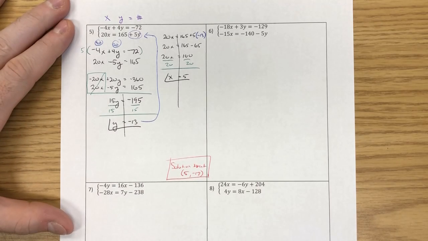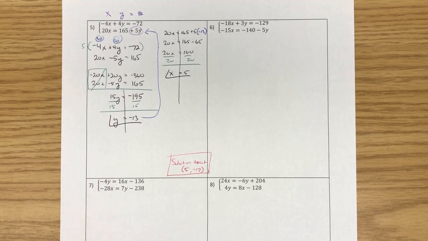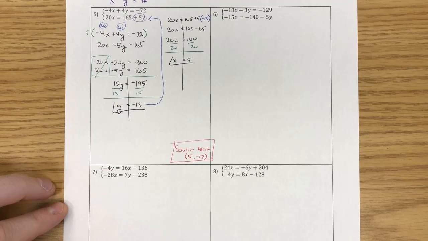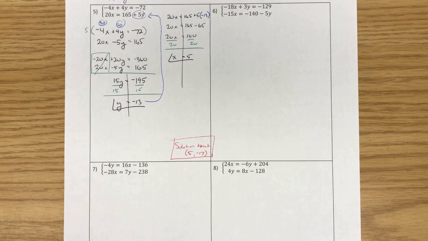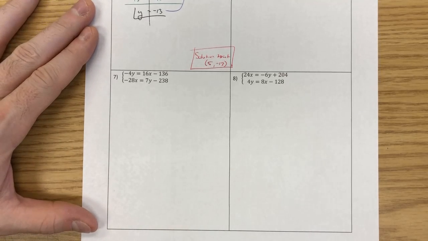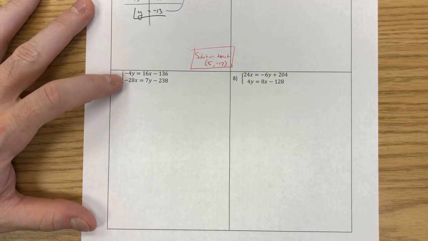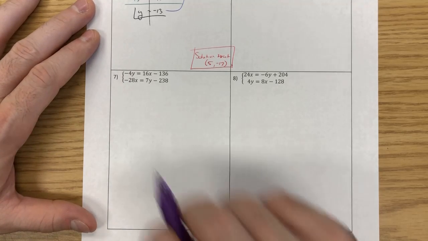There we go. And so now that you've seen what happens when we have to reorganize the patterns, I want you guys to take a pause, look at number 7, see if you can do it yourself, and then resume the video to see how you did. Okay, so let's take a look. I have y equals x minus 136 and x equals y minus 238.